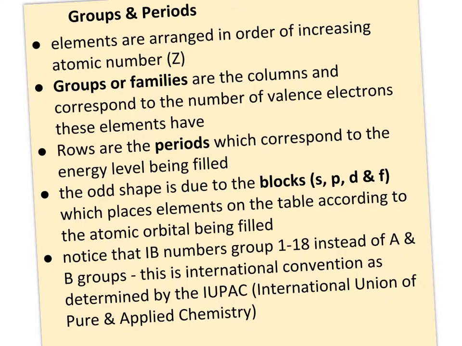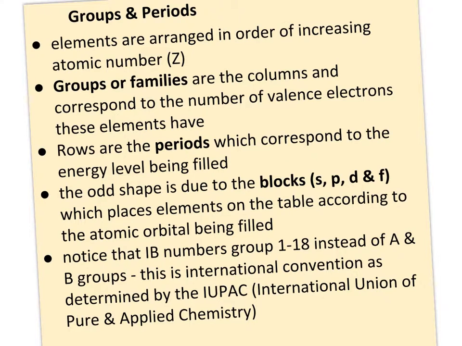So there's a total of 7. The odd shape is due to the blocks, the S, P, D, and F block, which places elements not only in a family according to how many valence electrons it has, but where are those valence electrons going? Which orbital is being filled up, the last orbital being filled for that particular element.